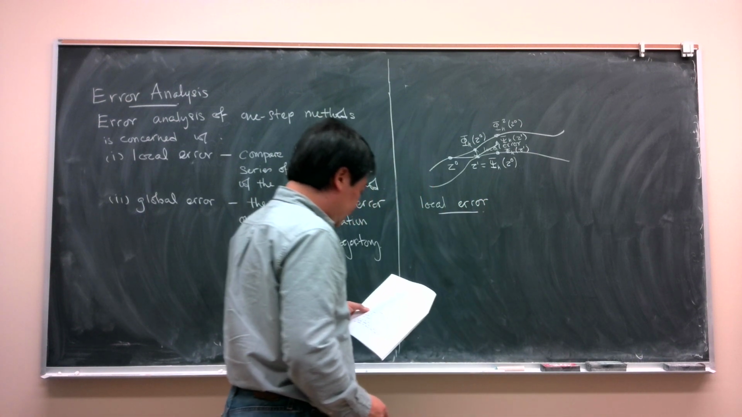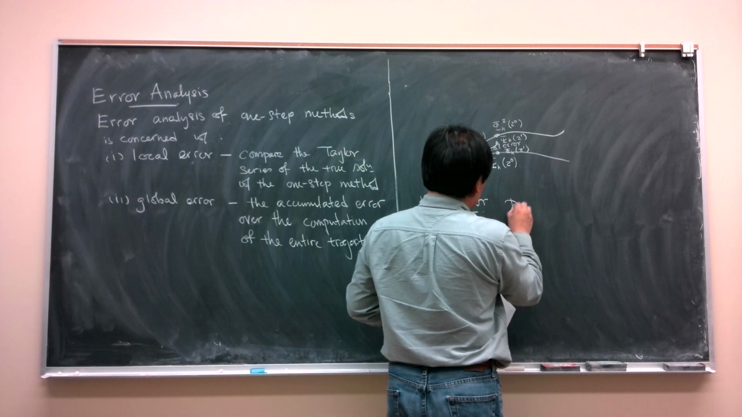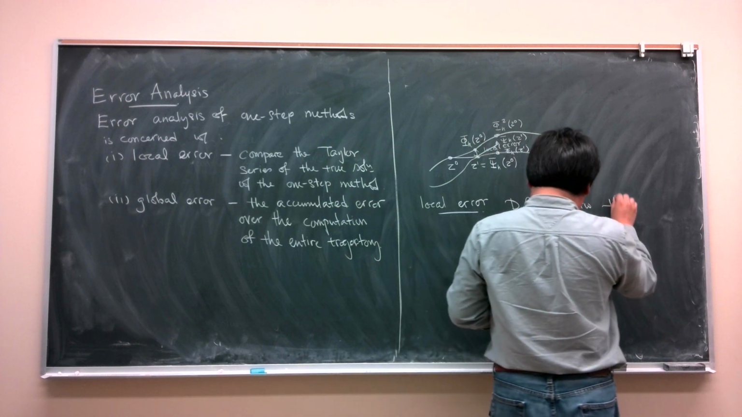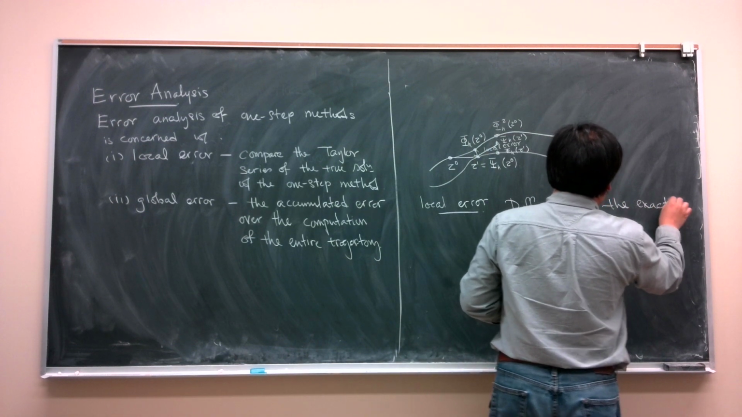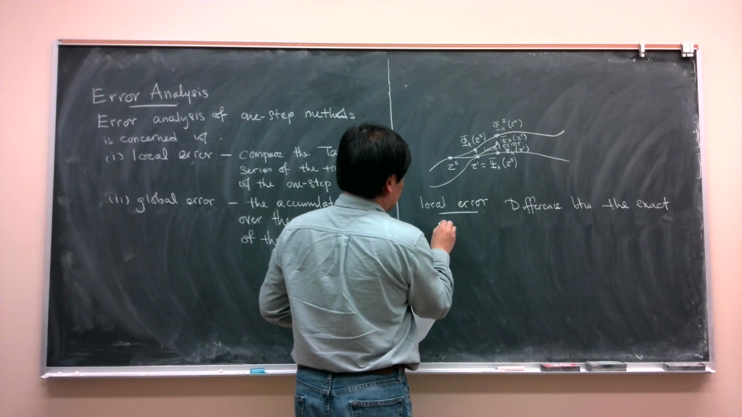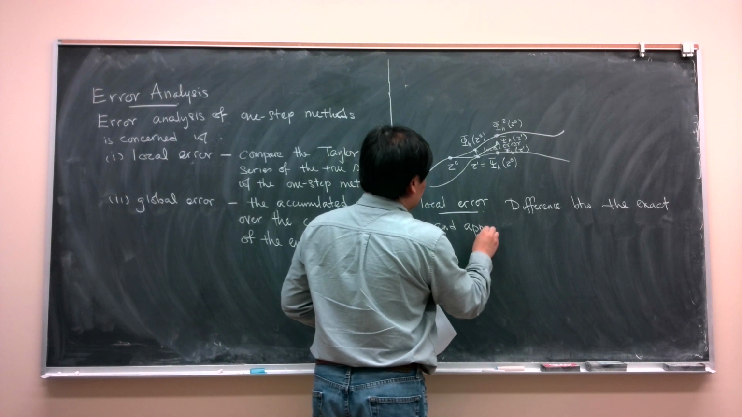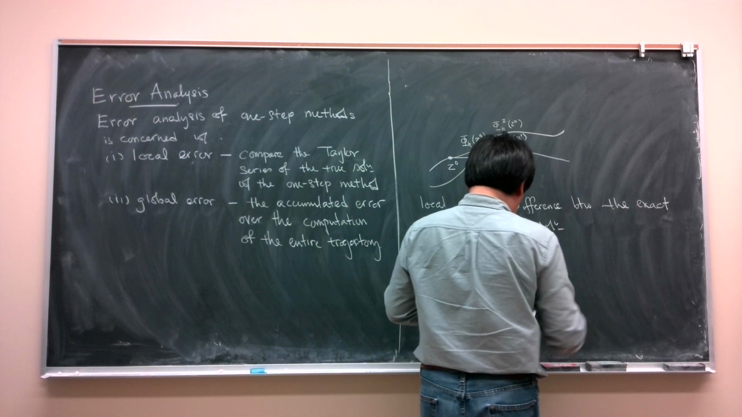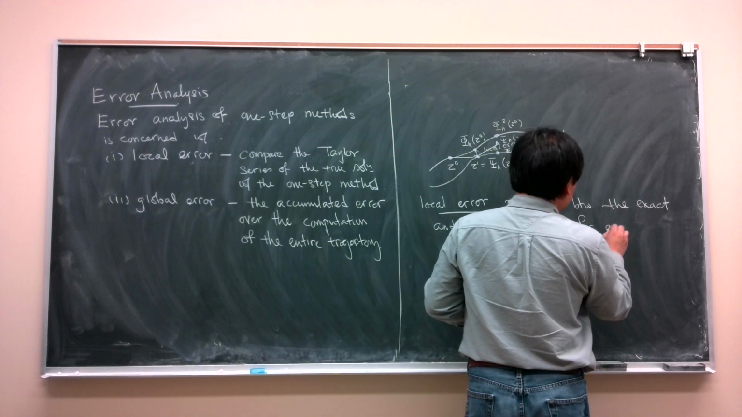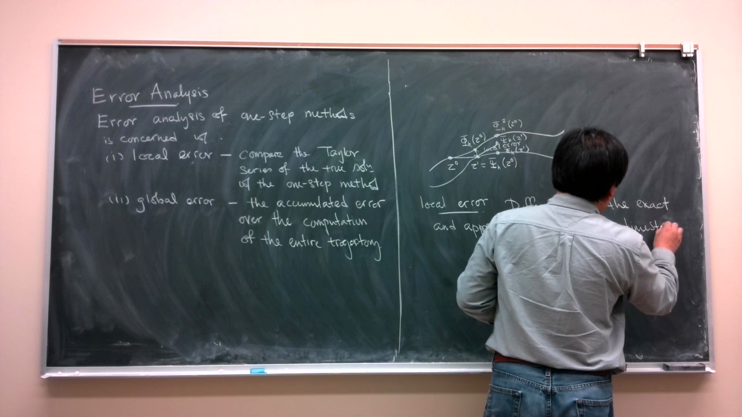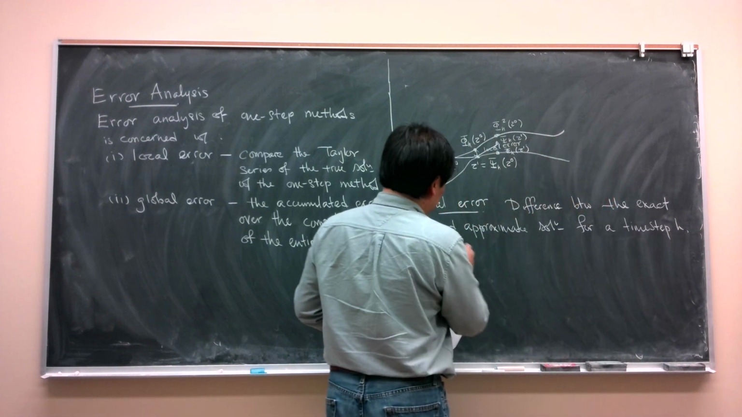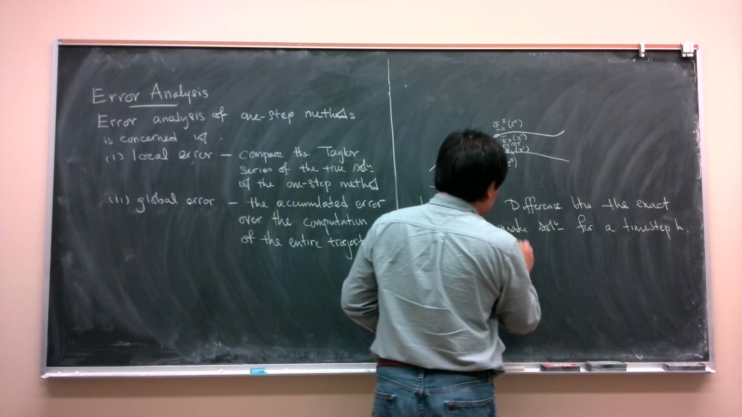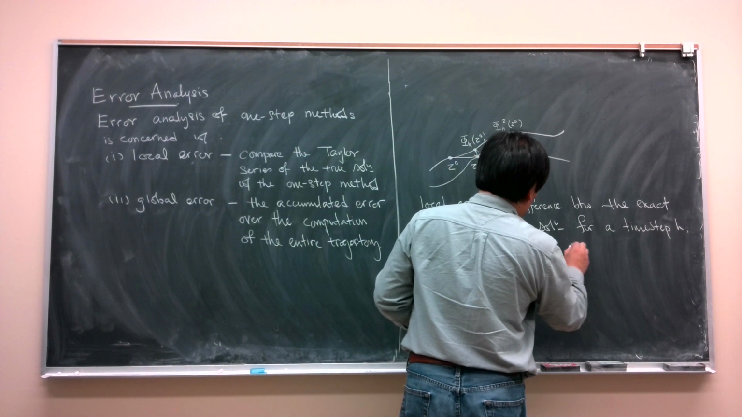So the local error is the difference between the exact and approximate solution for a time step h starting at the point, let's call that z bar.